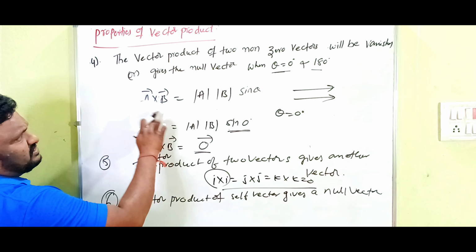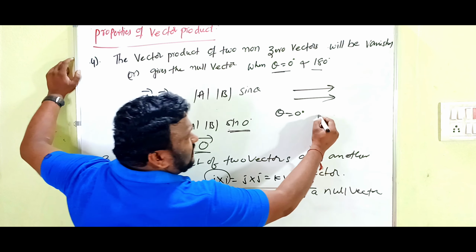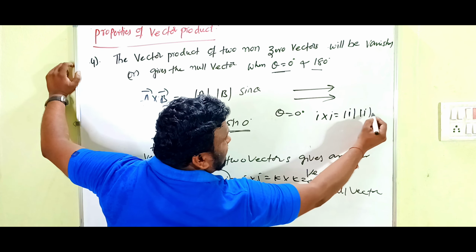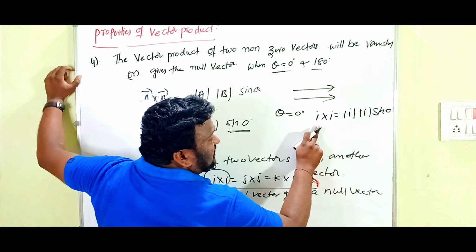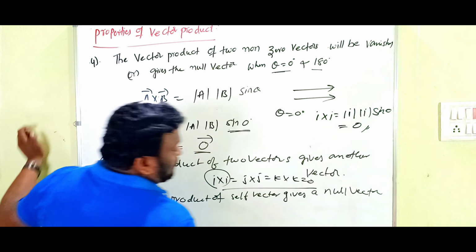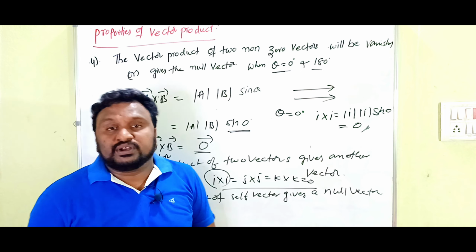Like the same thing here, A cross B is equal to mod of A, mod of B, sin theta, we are writing. When we consider I cross I, again mod of I, mod of I and sin theta. Here I represents the x axis, I represents the x axis. That's why both are parallel. The value is 0, children. So these are the properties of a vector product, children.